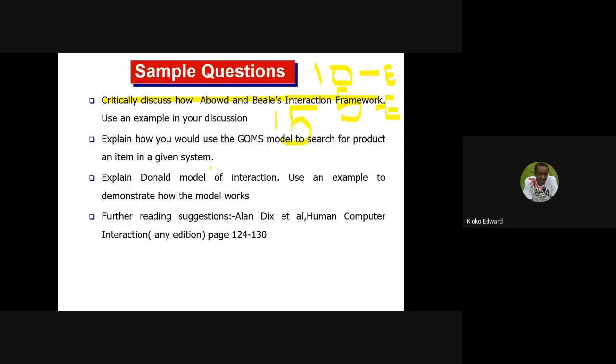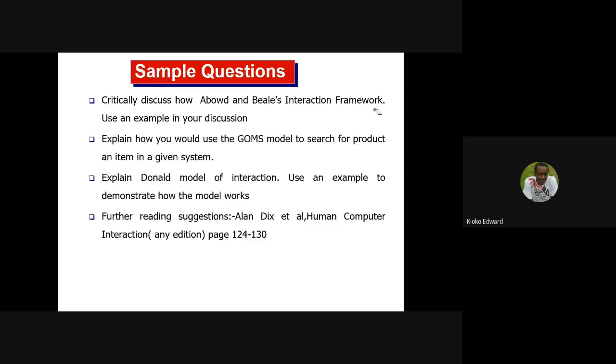Okay, then this is another example regarding the GOMS model. Explain how you would use the GOMS model to search for a certain product. I hope you can remember the GOMS model. So if you are given this kind of question, number 1, you formulate the goal. The goal is to search for the product. Come up with the operators. How can you search for this product? What are the physical actions? What are the cognitive actions? What are the mental processes you need to undertake to search for the product?